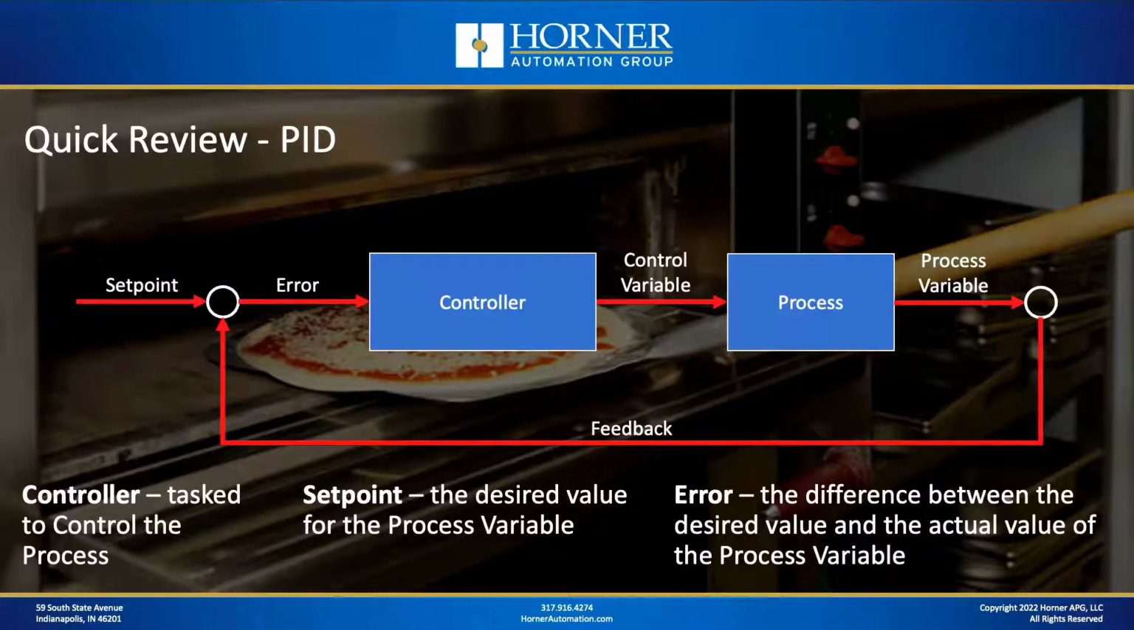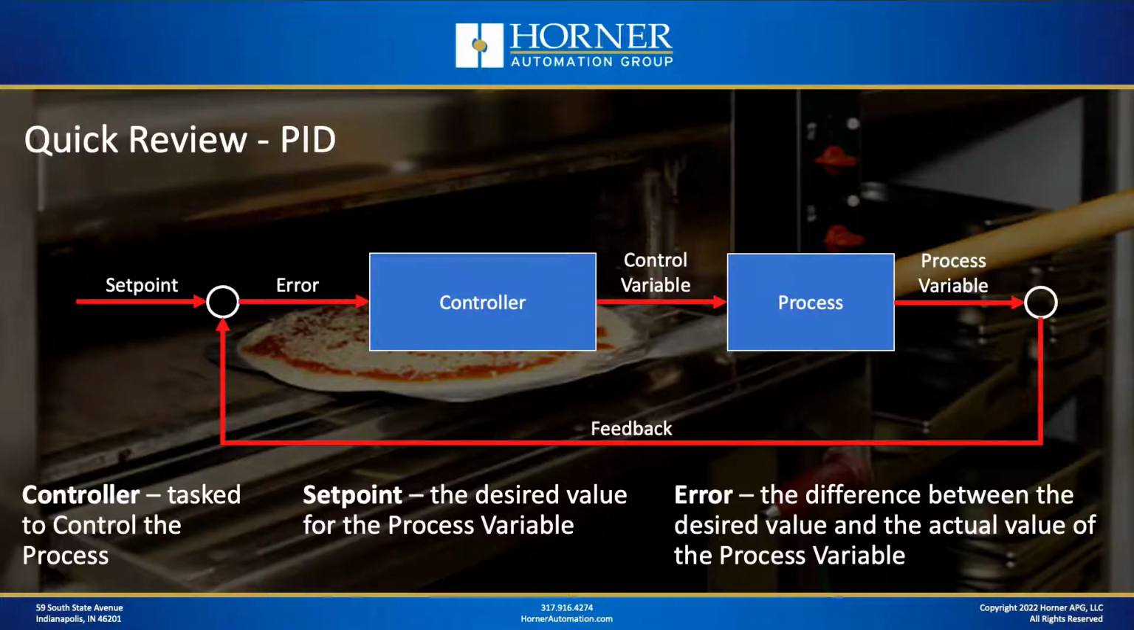As we continue to build out our diagram here, next we're going to talk about the set point. That's the desired value for the process variable. So in our pizza oven, if we want to make pizza at 600 degrees Fahrenheit, then our set point could be 600 degrees, for instance.